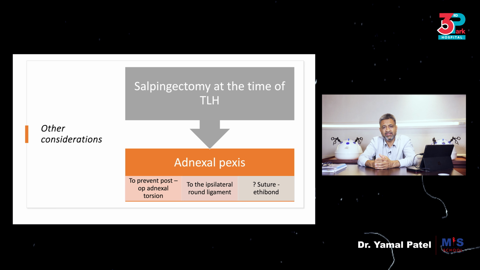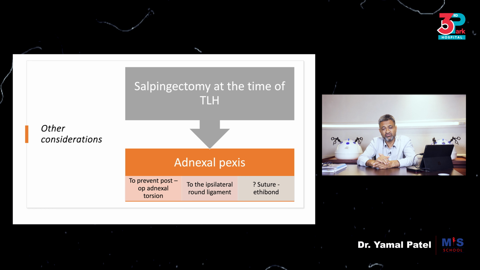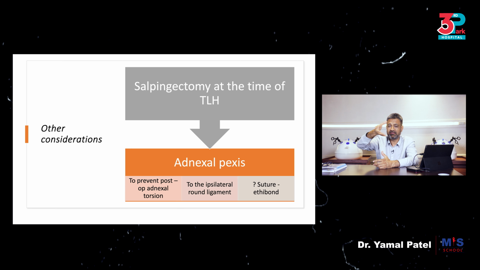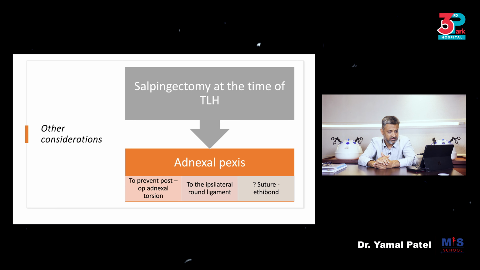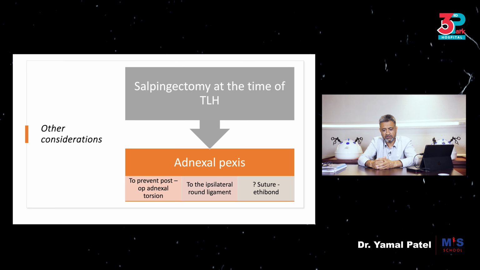The ovaries need not be removed in premenopausal women because they are still functional and produce hormones. If you leave the ovaries, they'll obviously be left hanging only with the IP ligament. So what is the role of adnexal pexy or oophoropexy? It is important, and can be done to prevent post-op torsion, or should there be a cyst formation in future and then you have a pedicle that could easily undergo torsion. So doing it to the ipsilateral round ligament is a good idea.